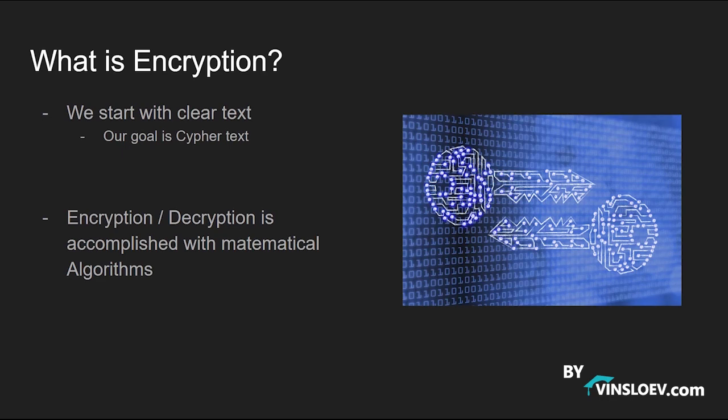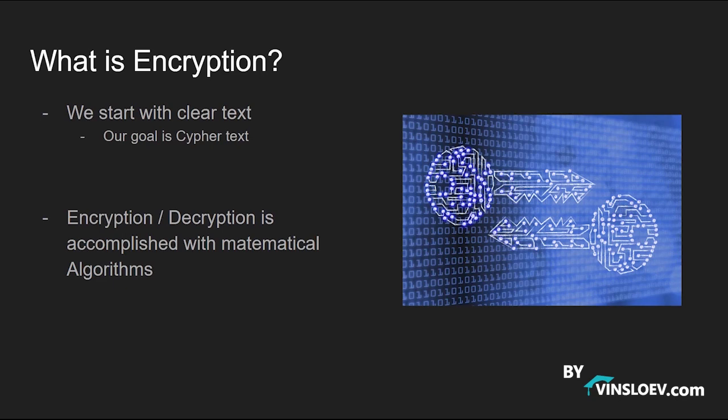reading this message. Because if we didn't encrypt it, then anybody else could basically read this, and we don't want that, especially for sensitive and private information such as passwords or bank details or personal information like insurance numbers and stuff like that. So encryption is basically all about taking something from clear text and making it into cipher text.